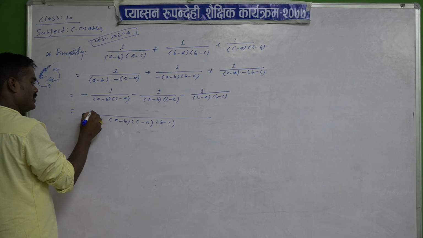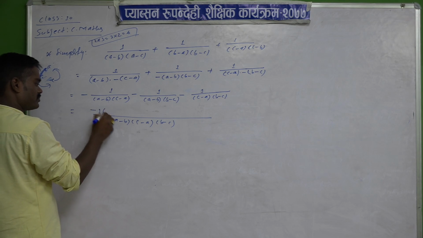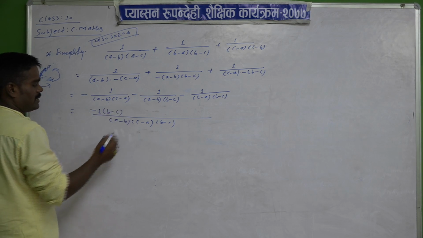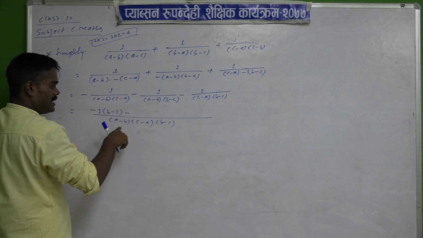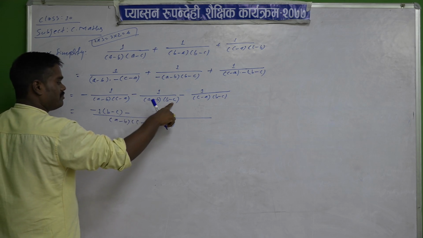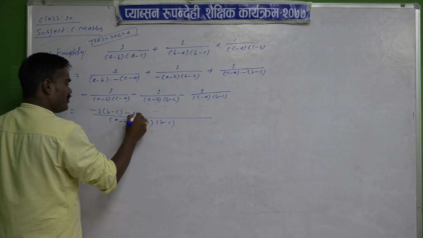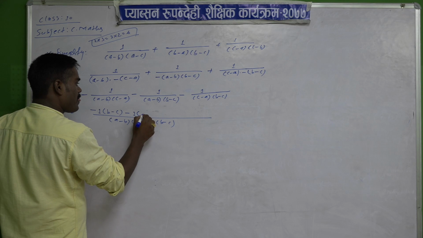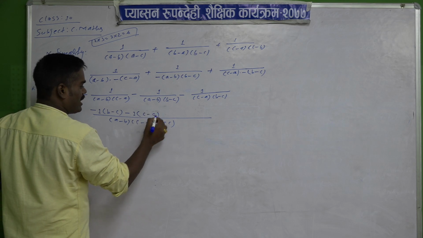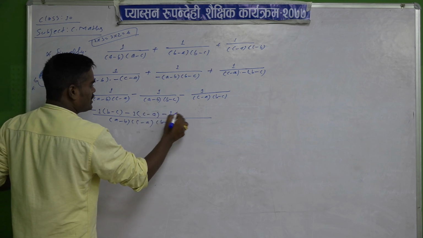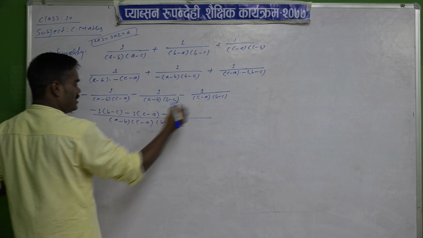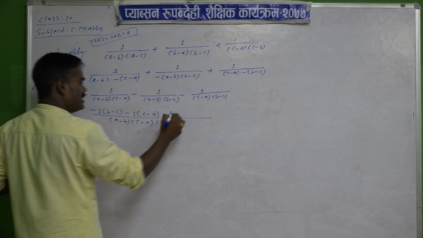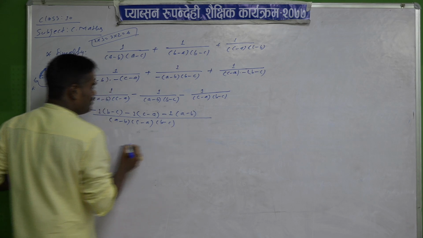(b minus c). So minus 1 into (b minus c). Next, (a minus b) cancel, (b minus c) cancel, what is left? 1 into (c minus a). Then, (c minus a) cancel, (b minus c) cancel, what is left? (a minus b).